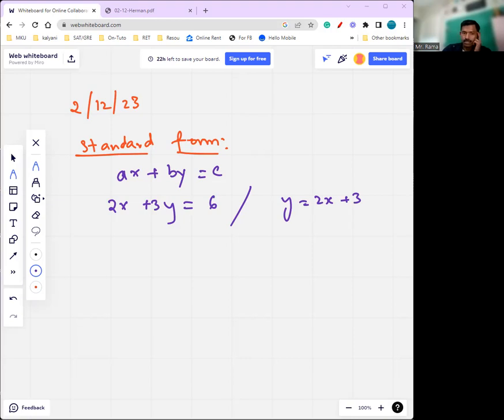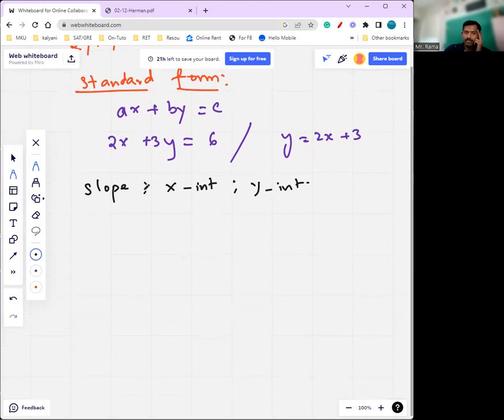So let's say I give you a question like this, and I want to find out what is the slope, what is the x-intercept, and what is the y-intercept. We can discuss it a little further in depth, okay? So let's take this question, 2x plus 3y equals 6, and I want you to find the slope of this line, the x-intercept, and then the y-intercept. We're going to find all three for this format. For y equals mx plus b, we already know the slope and y-intercept, and we can find the x-intercept easily. But now, standard format, and you see these questions.